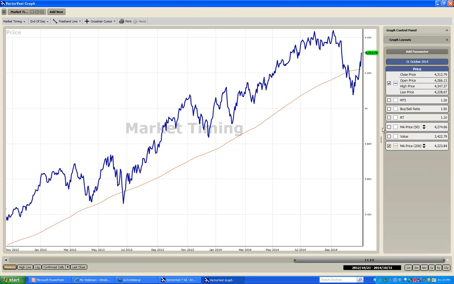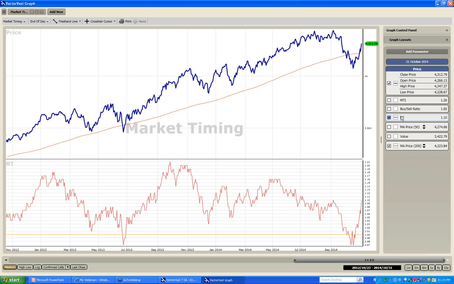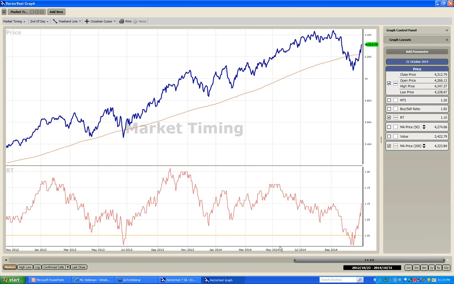I'm going to put on another measure now, which is RT. Now, this is the relative timing of the overall Vectorbased composite. A few moments ago I mentioned that we work out the relative timing of each share. Well, this is the relative timing indicator of the Vectorbased composite. And it runs between 0 and 2. Below 1, we're falling. Above 1, we're rising.